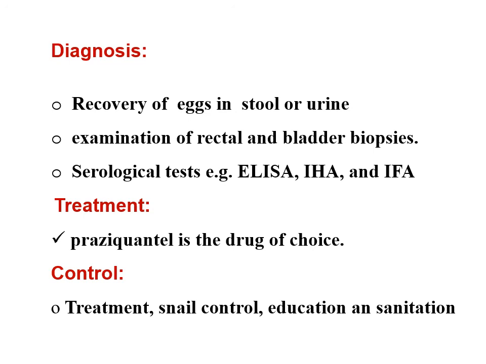Also, you can use animals which are competitors. They don't eat the snail, but they can compete for the food, and they are stronger and more efficient, so they can starve the snail, and this is biological control. Or it could be environmental. You make the water, for example, not slow running water or stagnant water. You make it fast running water, and this is not suitable for the breeding of the snail. So, in principle, it is, let us say, chemical control, biological control, as well as education and sanitation.